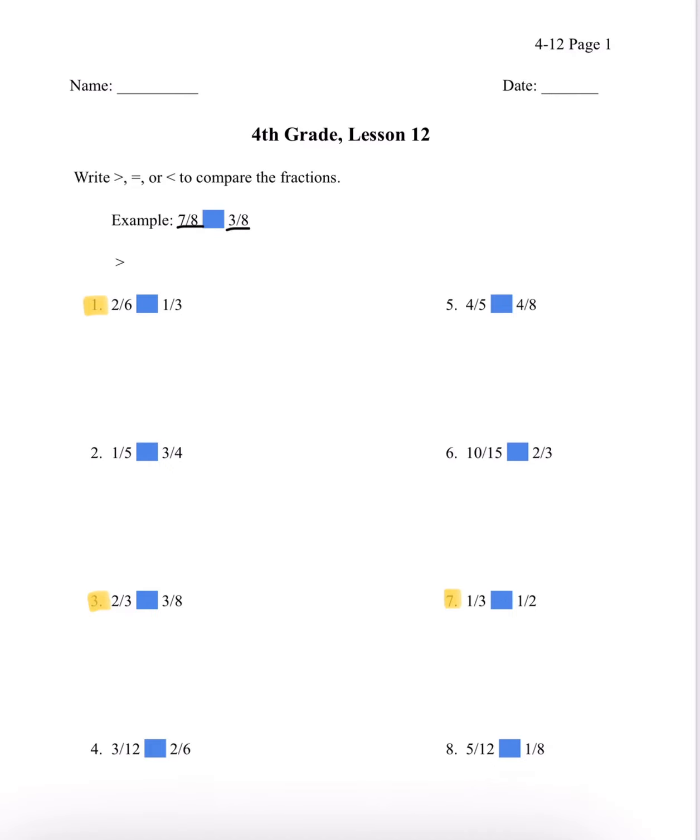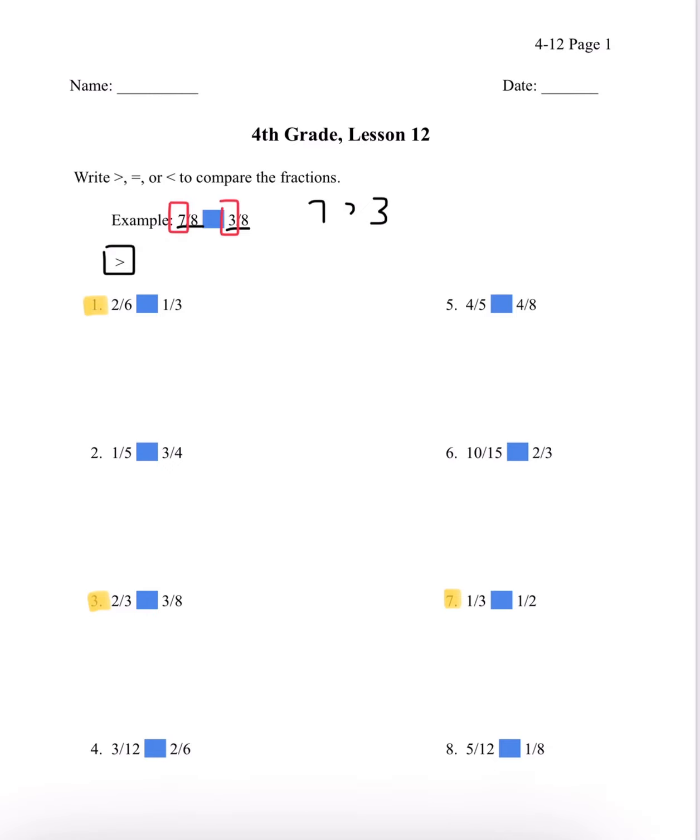And here we can see that none of the numbers are equal, only the denominator, but we're looking specifically at the numerator, which is the 7 and 3. They're not equal, so it's not the equal sign. But 7 is always going to be greater than 3. That's why 7 is greater than 3 is our answer. I'll be going over number 1, 3, and 7.